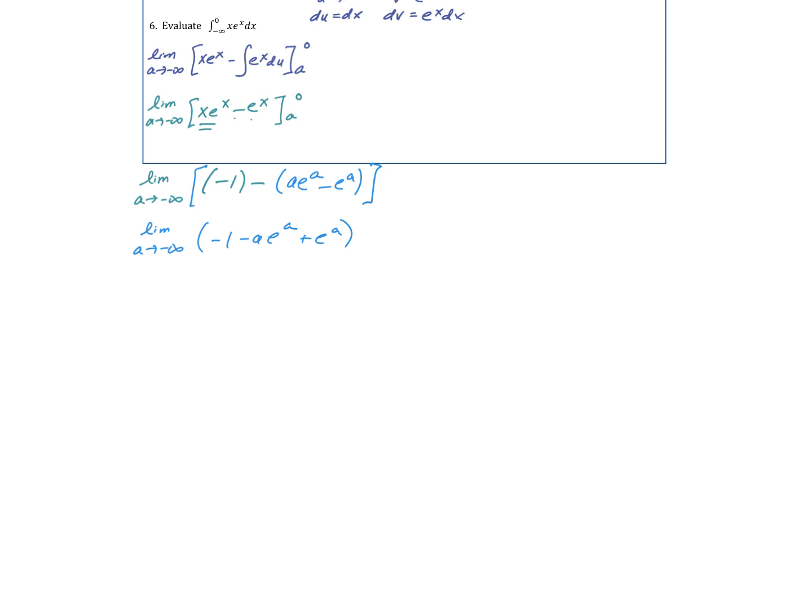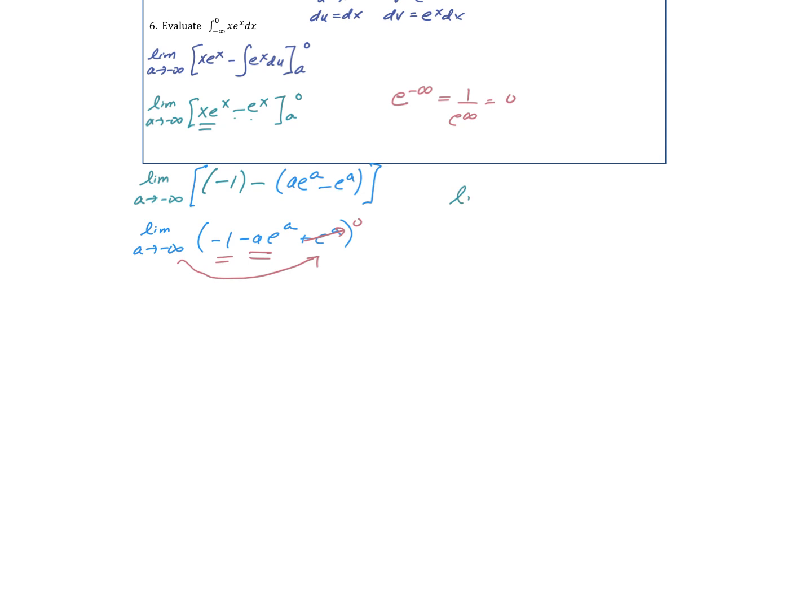Couple of things here. This is tricky in here. But if I was to plug this in here, I would get 0, because you're going to get e to the negative infinity, which is 1 over e to the infinity, which is 0. So this is negative 1. So I'm going to work the middle piece over here.